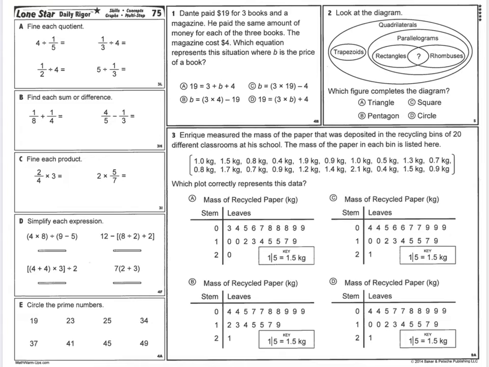Number 1, Dante paid $19 for 3 books and a magazine. He paid the same amount of money for each of the 3 books, and the magazine was $4. So which equation represents the situation where B is the price of the book? Okay, so there's multiple ways to solve this, but if you're thinking logically, it's $19, you take away the 4, that's 19 minus 4, means he paid $15 for the books, right? And then 15 divided by 3 means each book was $5, correct?